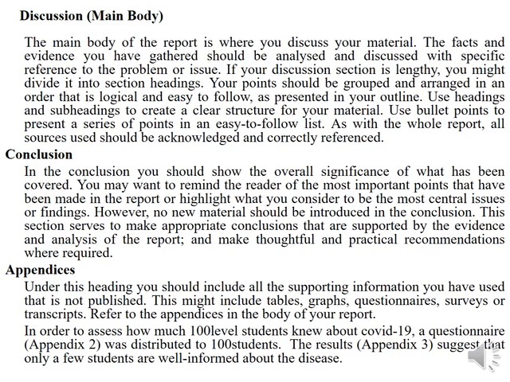Under this heading, you should include all the supporting information you have used that is not published. This might include tables. You can put graphs, questionnaires, surveys, or transcripts. Refer to the appendices in the body of your report.